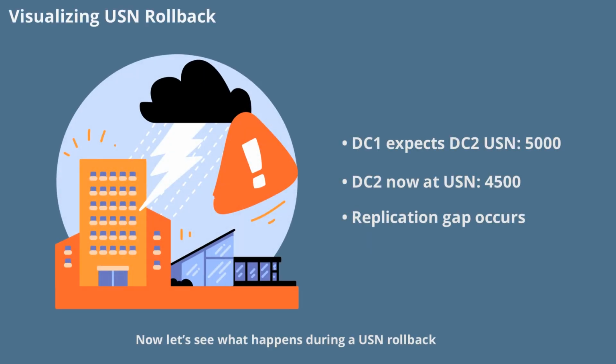Now let's see what happens during a USN rollback. If DC2 is reverted to a snapshot and its USN drops from 5,000 to 4,500, DC1 is left confused. It believes it already processed updates up to 5,000, so it ignores new changes from DC2, causing a replication gap.